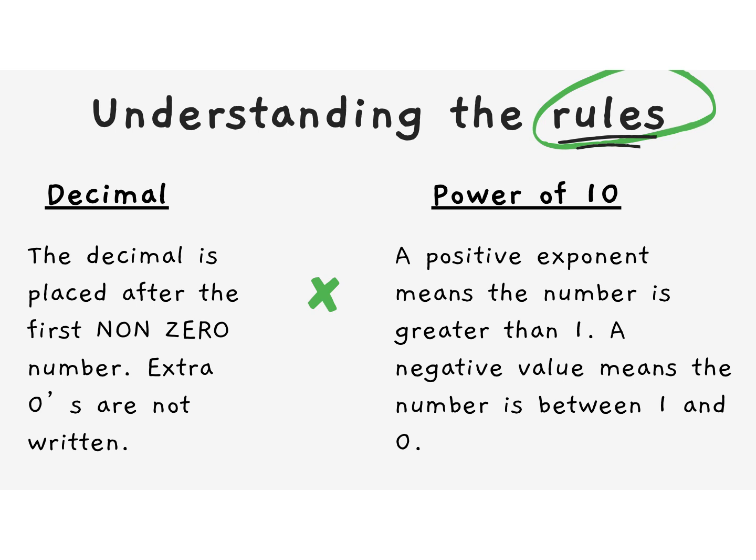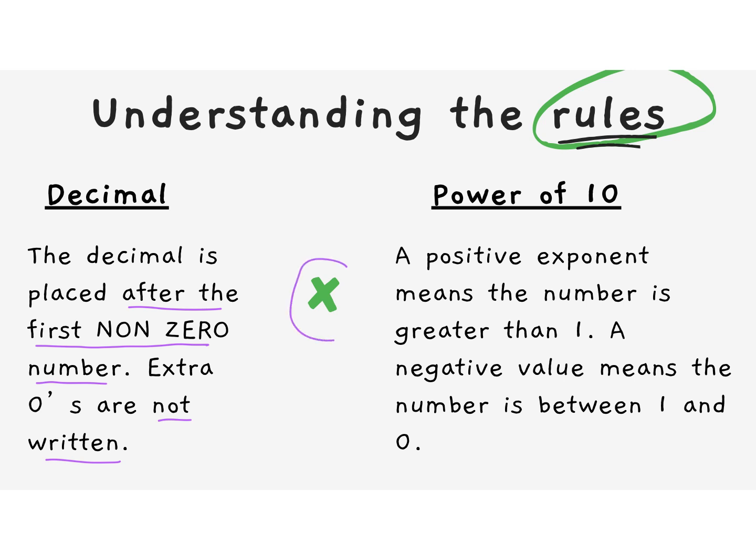Before we get into the actual process, it's important to understand the rules. So this page really focuses on the rules of writing numbers in scientific notation. The decimal is very important. It must be placed after the first non-zero number, okay? If you have extra zeros that are at the end of a number, they are not written. That is super important to understand.